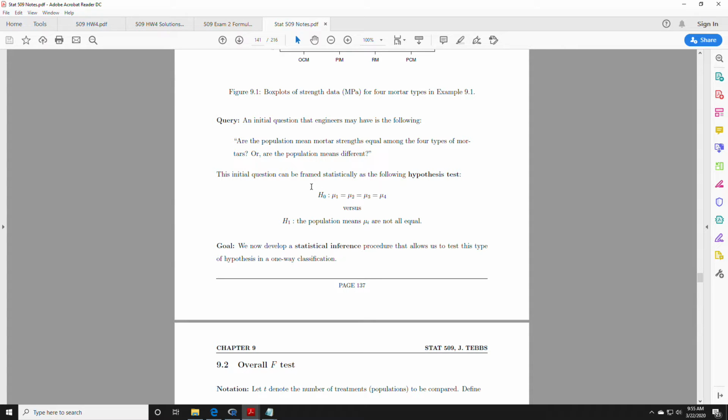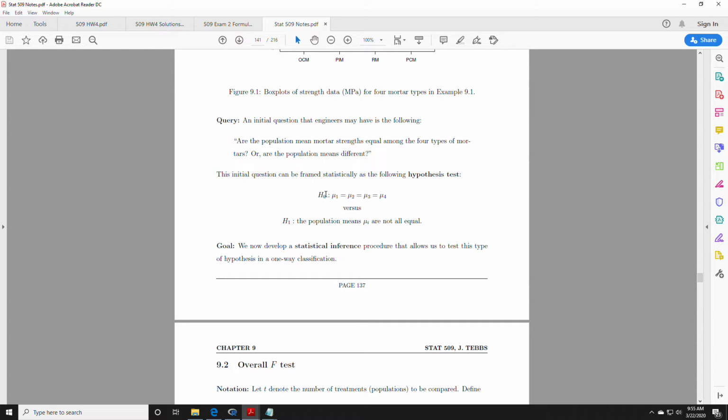It doesn't matter what hypothesis test you're doing. The null is always going to be some statement of equality, right? See, we have the equal signs here. And the alternative is pretty much always going to be the opposite of the null. So if this is that they're all equal, the alternative would be that they're not all equal, meaning that at least one group has a different mean.